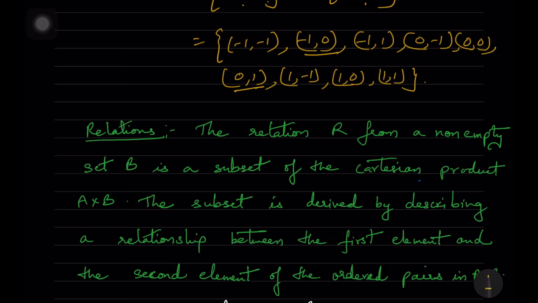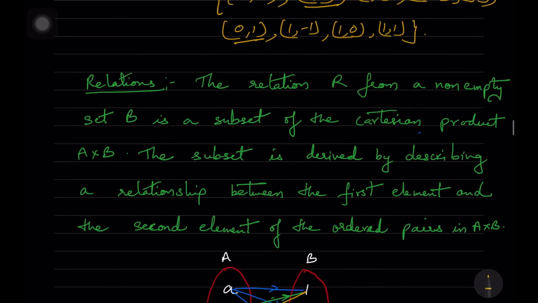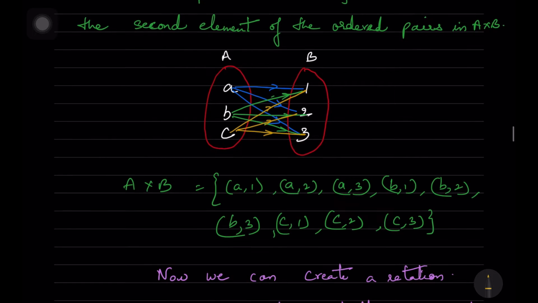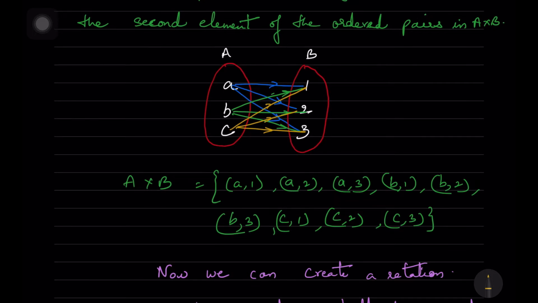The subset is derived by describing a relationship between the first element and the second element of the ordered pairs in A cross B. So there is some relation which is described between these two, A and B. So what is that? We'll just see through examples. Now we have taken here one example, A and B. So what is A cross B? We have to see. A consists of a, b, c and B consists of 1, 2, 3.